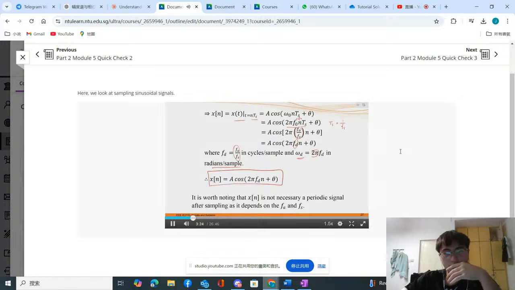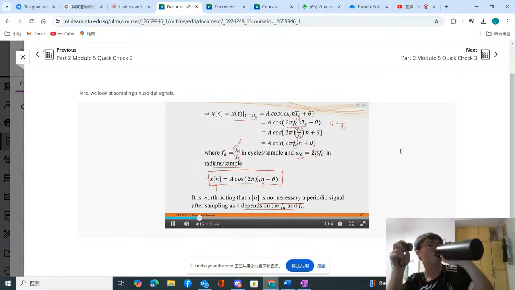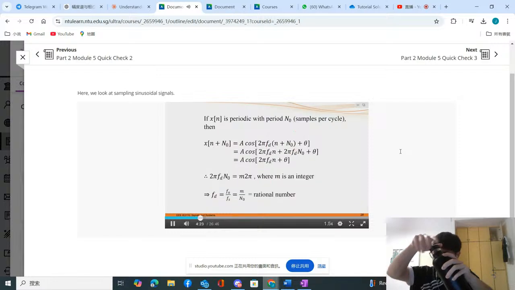So a cosine all the way to minus infinity. And it is very important to note that x[n] is not necessarily a periodic signal. We know that the sinusoidal signal in the continuous time case is always periodic, but once you sample the signal, the resulting signal x[n] here is not necessarily periodic. It all depends on the value of fa and fs, so it depends on this quantity here. So let us consider this periodicity of the sampled signal in greater detail.